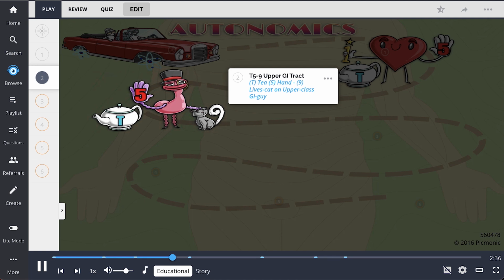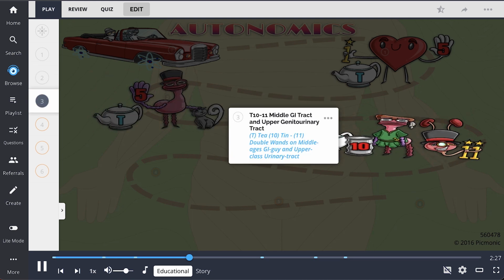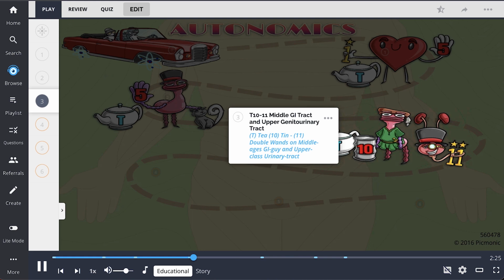The innervation of the upper GI is done by the greater splanchnic nerve. The corresponding ganglion is the celiac ganglion. The middle gastrointestinal tract, or MGI, is innervated by spinal levels T10 to T11 via the lesser splanchnic nerve. The corresponding ganglion is the superior mesenteric ganglion.